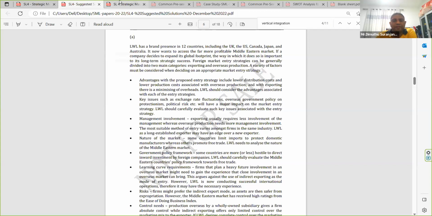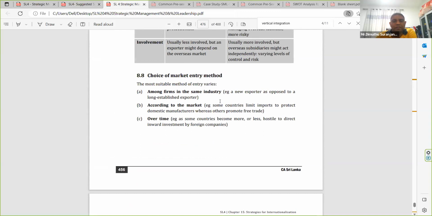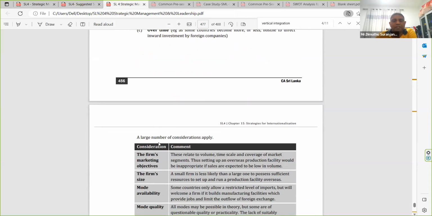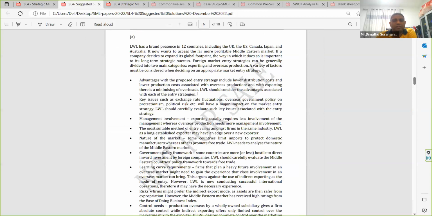See, now if you look at the theory part, choice of market entry method, a large number of considerations apply. So see this one.